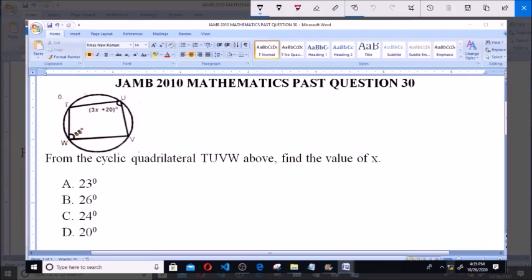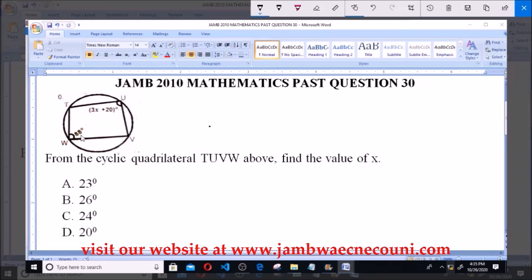I'll be answering JAMB 2010 Mathematics Past Question 30. From the cyclic quadrilateral CUVW above, find the value of x. We have to find the value of x from the quadrilateral given to us. Now if you look at it, this is where the x is located. You can see it's 3x plus 20 degrees, and here it's 88 degrees.